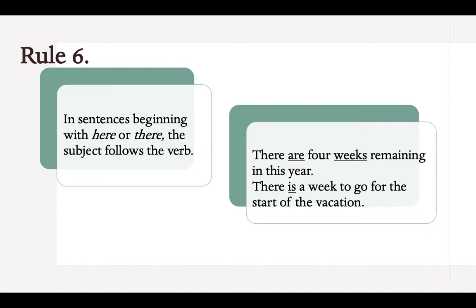There is a week to go for the start of the vacation. What is there to go for the start of the vacation? A week. So a week is the subject. Since week is singular, it should be is. So there is a week to go for the start of the vacation. That is one more situation.